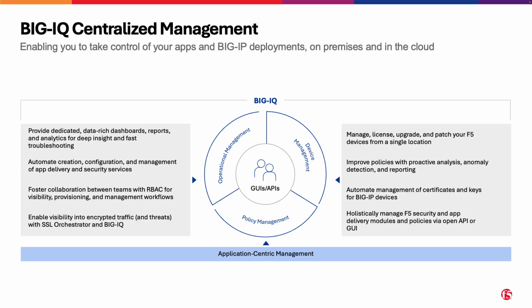Enable visibility into encrypted traffic and threats with SSL Orchestrator and BIG-IQ. You can also manage, license, upgrade, and patch your F5 devices from a single location. Improve your policies with proactive analysis, anomaly detection, and reporting. Automate the management of certificates and keys for all your BIG-IP devices. Holistically manage F5 security and app delivery modules and policies via OpenAPI or the GUI.